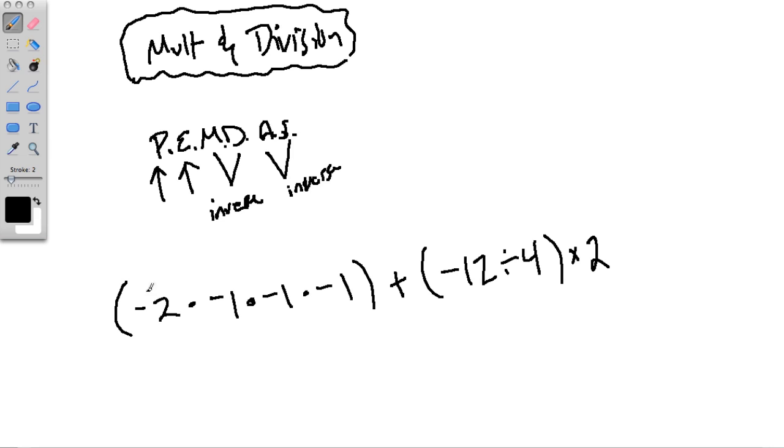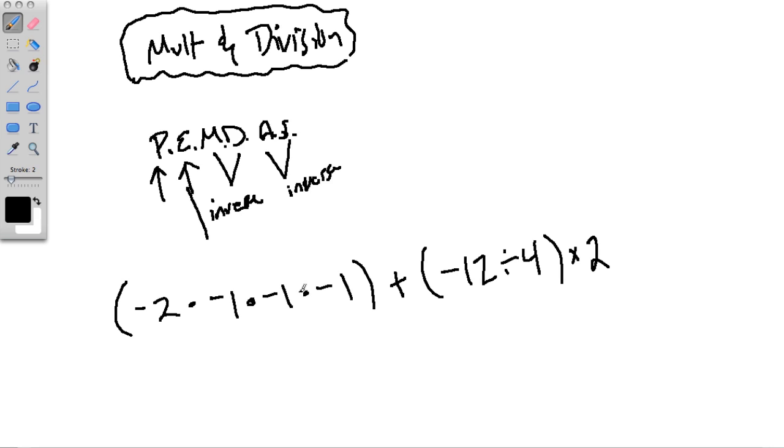Okay. So typically what you'll see is a bunch of numbers in parentheses, another group of numbers inside parentheses, and then some kind of operation, in this case addition, tying them together, and then at least one other operation. We're going to avoid the exponents and the roots, so we're just focusing on multiplication and division.